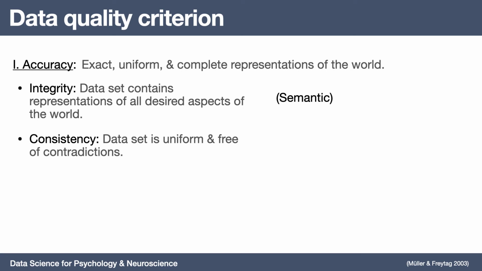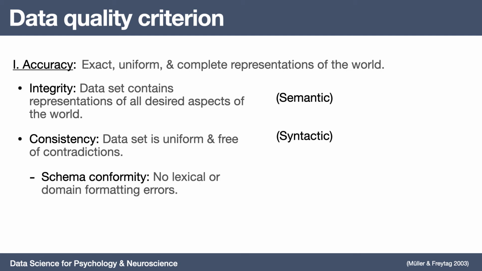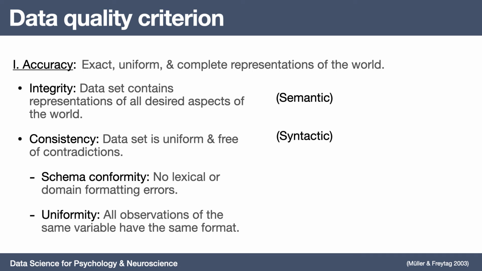Another subdomain of accuracy is consistency evaluations or consistency criteria. These are criteria that determine whether or not your data set is uniform and free of contradictions. These types of quality are impacted by syntactical anomalies. So, do you have schema conformity, do you have lexical or domain formatting errors, and uniformity, or all the observations of the same variable in the same format.